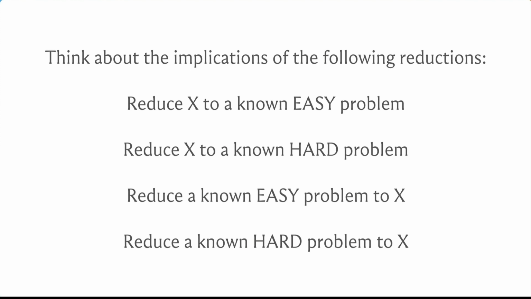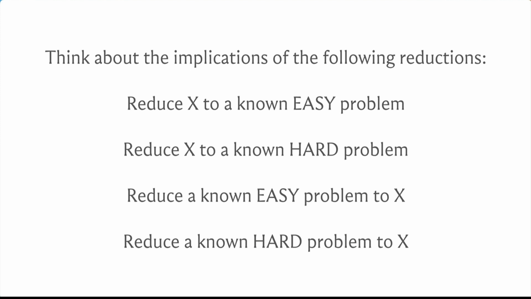And notice that you can have four kinds of reductions between easy and hard problems and the problem that you are working on, which I'm calling problem X. So you could reduce X to a problem that's known to be easy. You could reduce it to one that's known to be hard. You could also reduce an easy problem to the problem X, or you could reduce a known hard problem to your problem X. So these are four kinds of things that you can do.